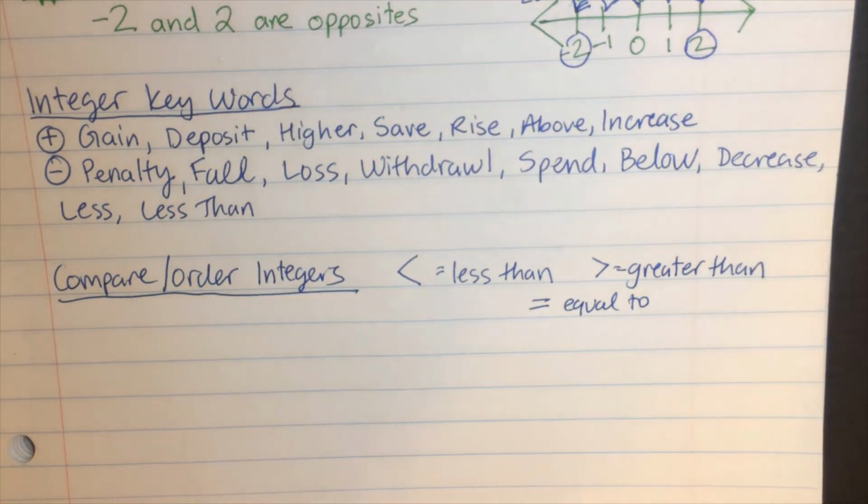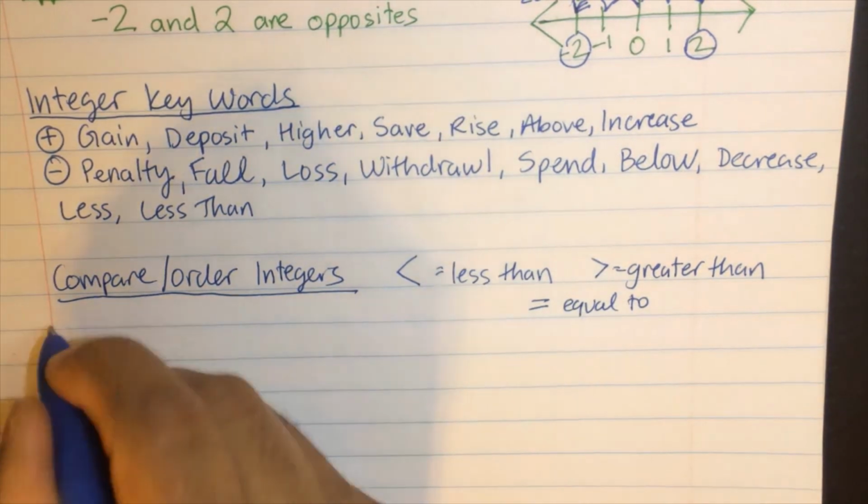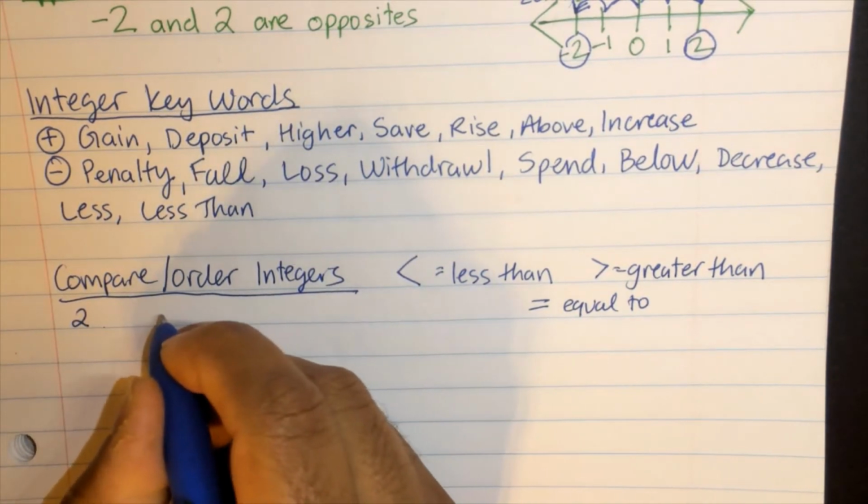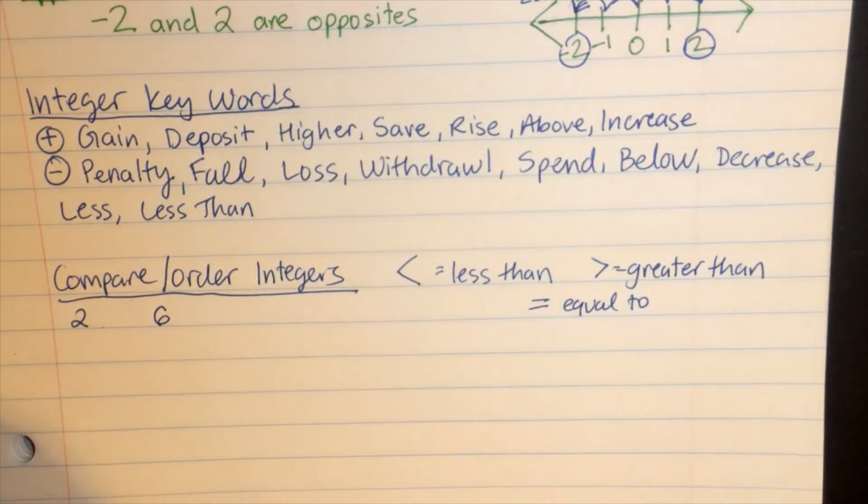Now, I'm not going to rewrite the number line again because you have a number line at the top of your paper. So I'm not going to rewrite it 5, 10 times, okay? You can still use that number line at the very top. So let's do an example. Let's say I'm comparing negative 2 to the number 6, okay? No brainer, right?